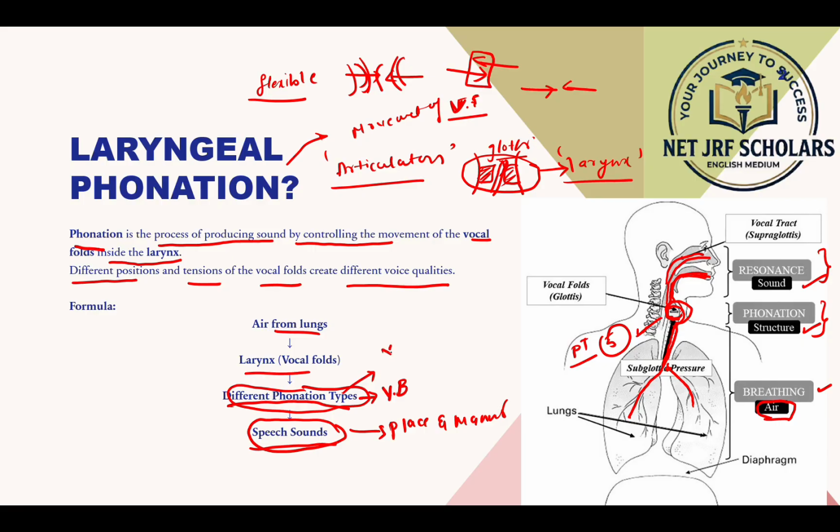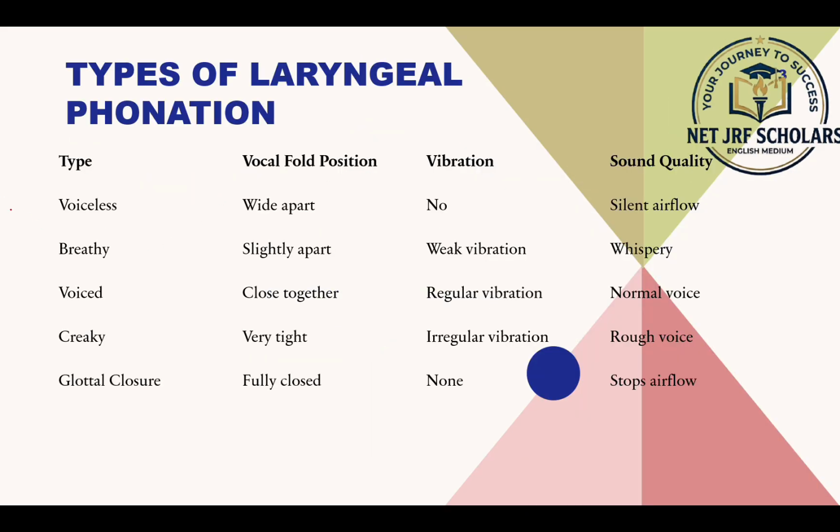The voice box decides whether a particular sound is voiced or voiceless. These are the major sound types, but there are 3 more. So these are the 5 types of laryngeal phonation, out of which voiceless and voiced are very important. As you can see, the vocal fold position for every phonation type is different.